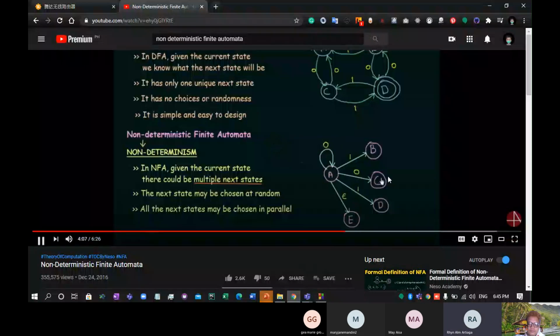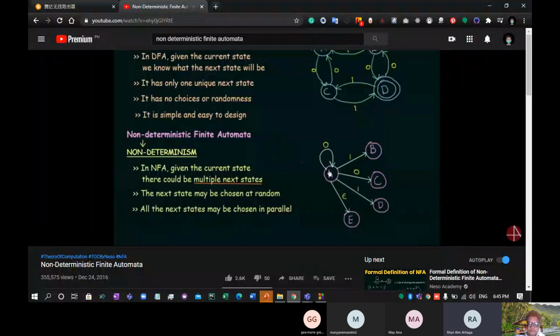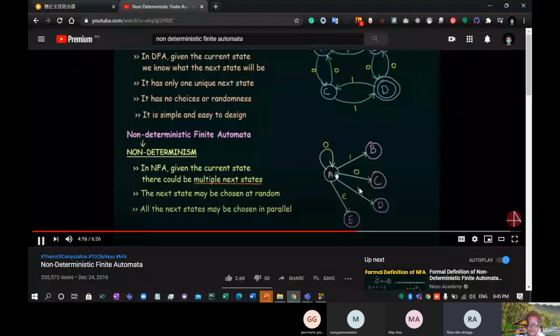It can have multiple next states. On getting input 0, it could either stay in A or go to C. And let's see on input 1 what happens. On getting input 1, A could go to B, or A could also go to E. So it has multiple next states.